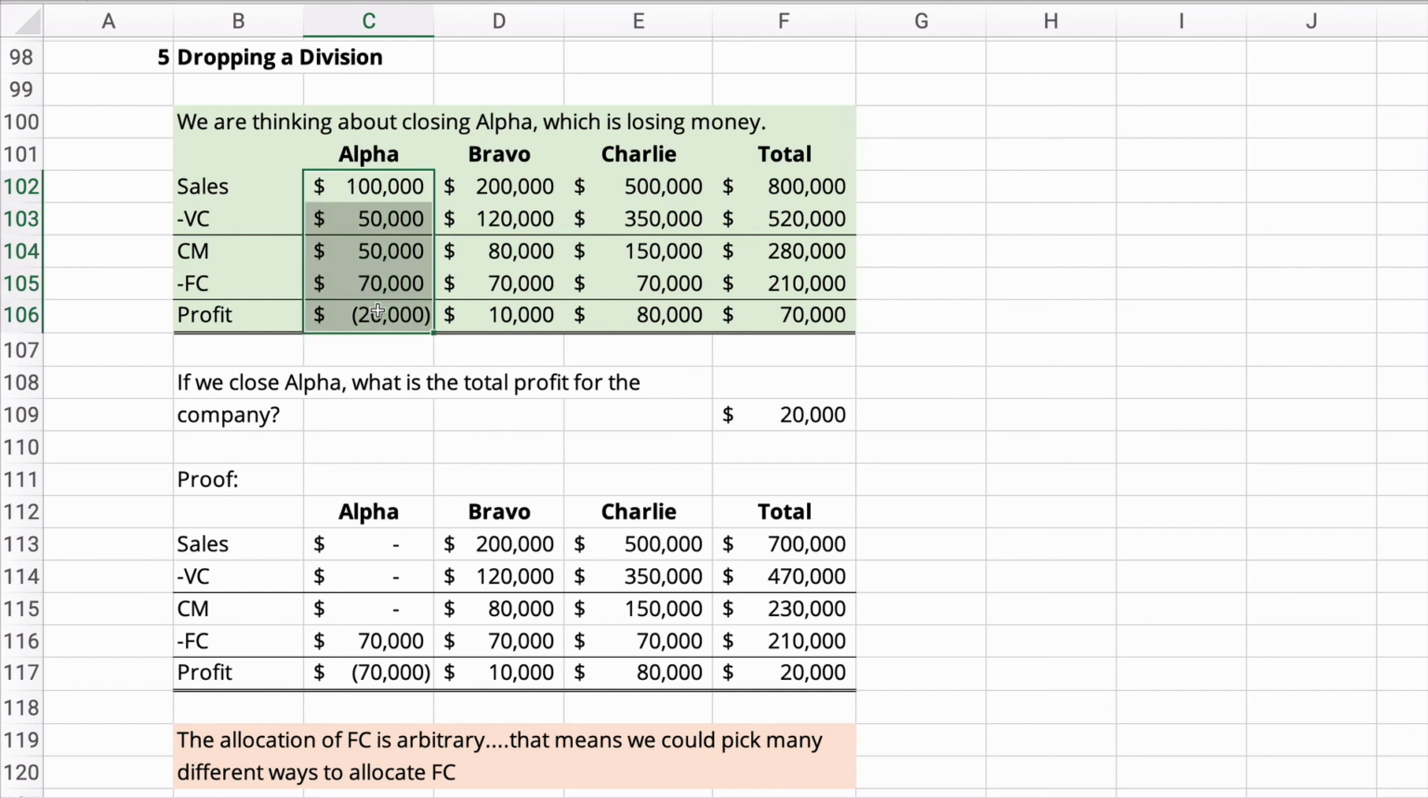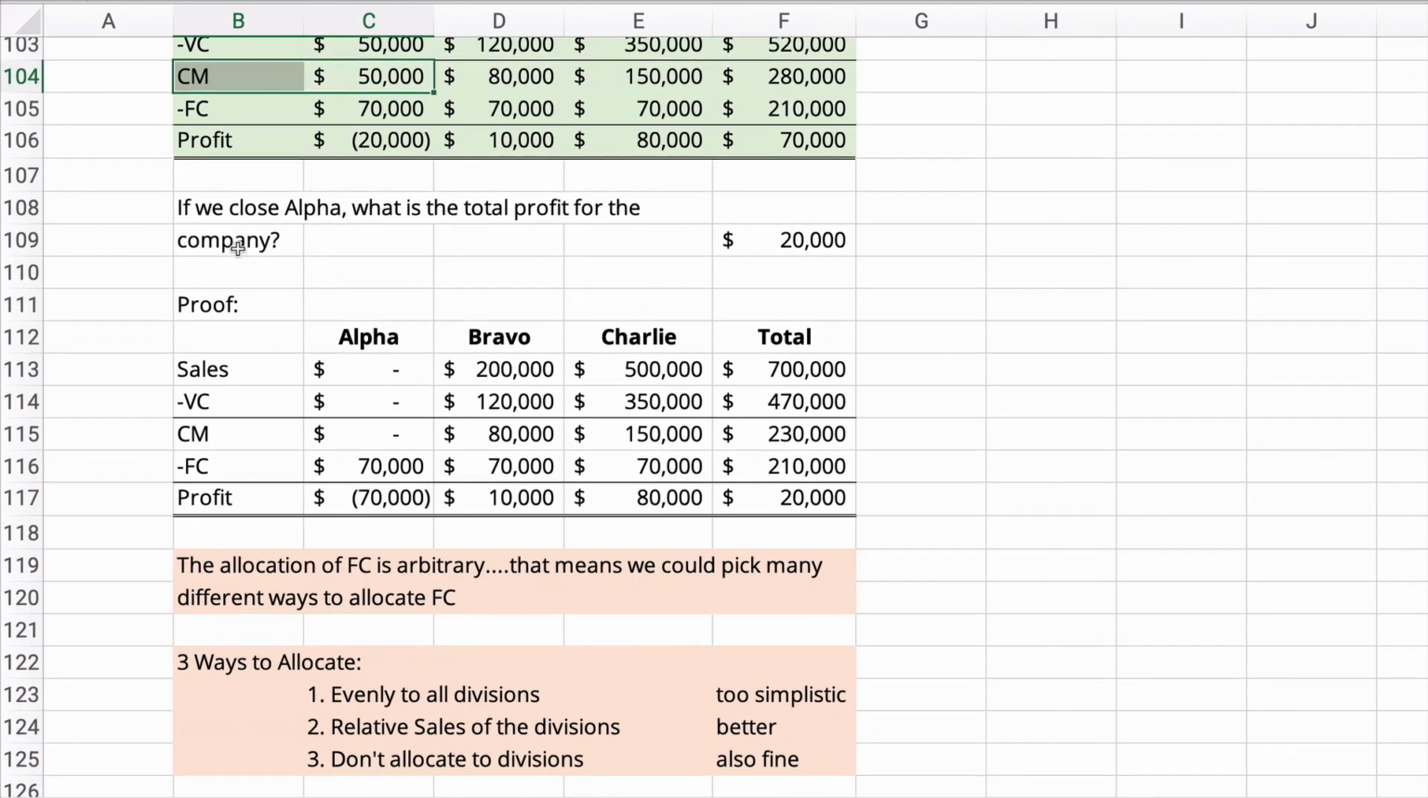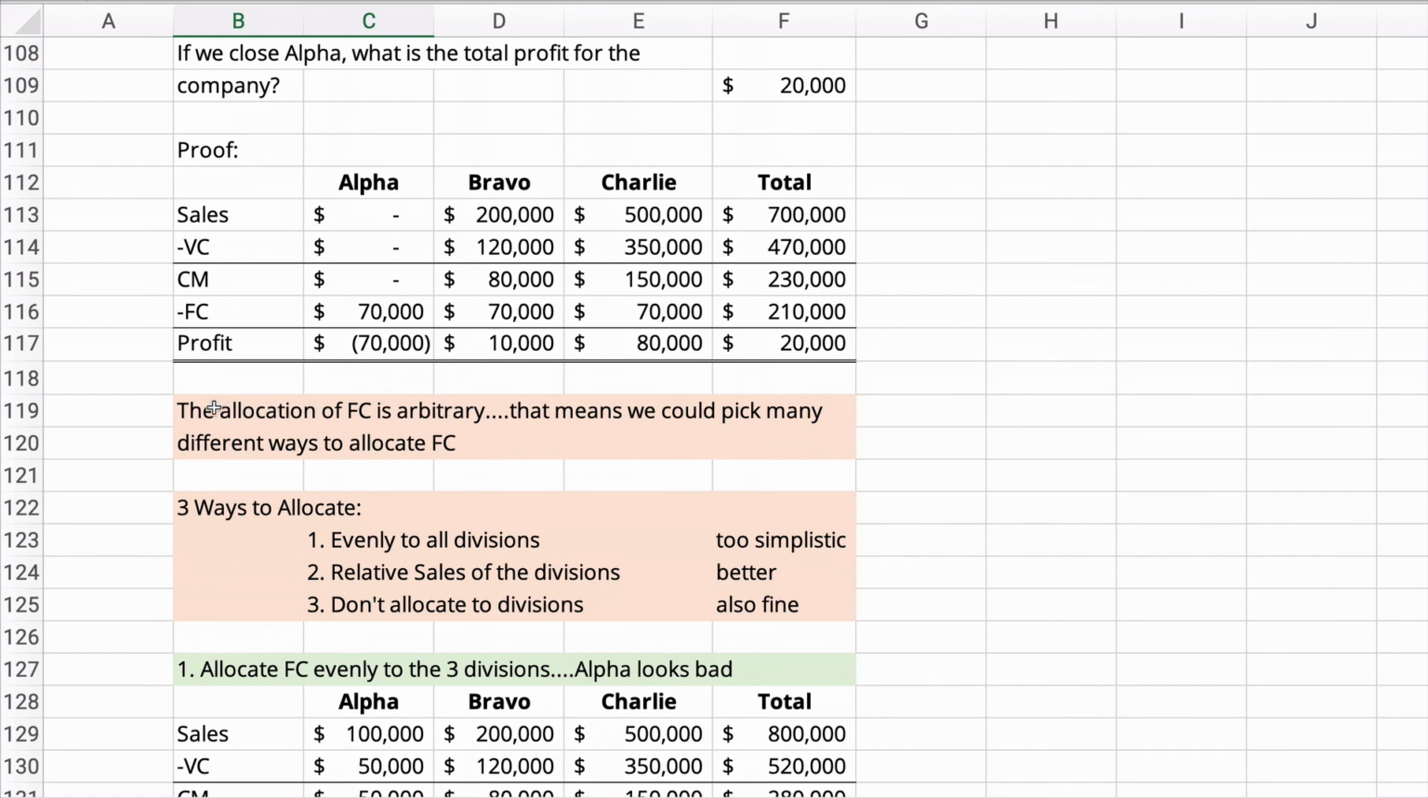You'll be 50,000 worse off if you drop, because you're getting rid of that positive contribution margin. Now, here's a statement that you need to be aware of. You need to understand this in accounting. The allocation of fixed cost is arbitrary. That means we could pick many different ways to allocate fixed costs. There doesn't have to be one way.